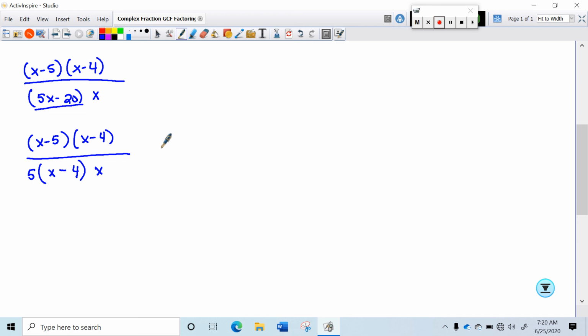Now, any families that are on the top cancel with families on the bottom, if they are the exact same family. So x minus 4 cancels with x minus 4. Nothing else cancels. You cannot cancel this x inside the parentheses with this x outside, because you would be splitting apart the family, and you don't want to do that. So I have x minus 5 in the numerator and 5x in the denominator, and that's the final answer.